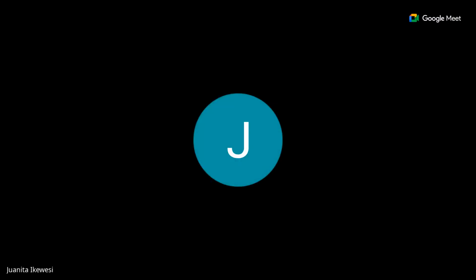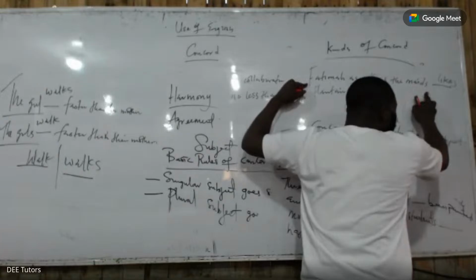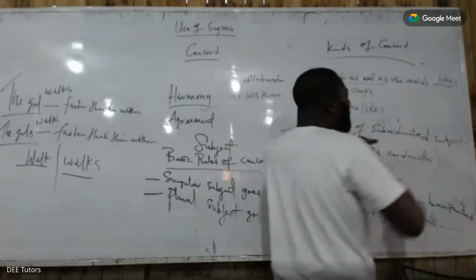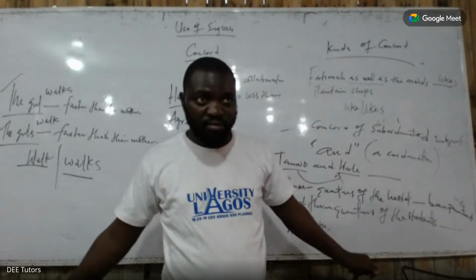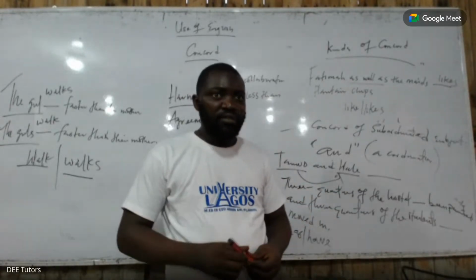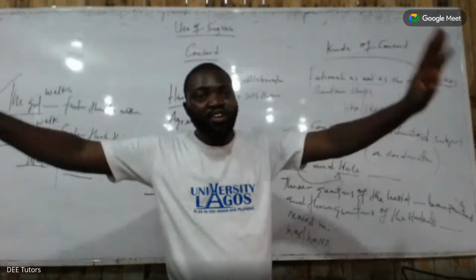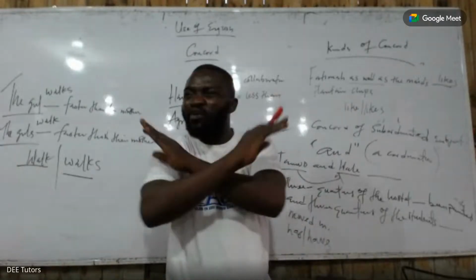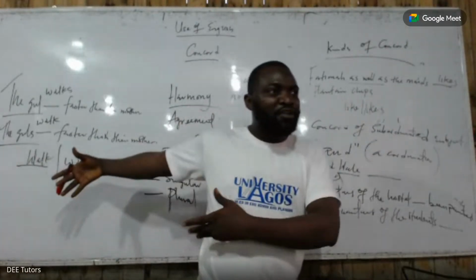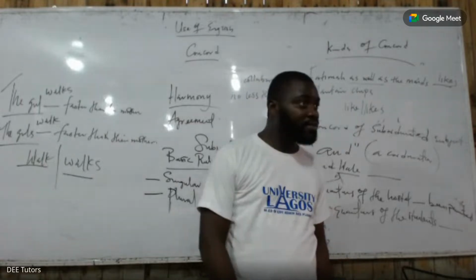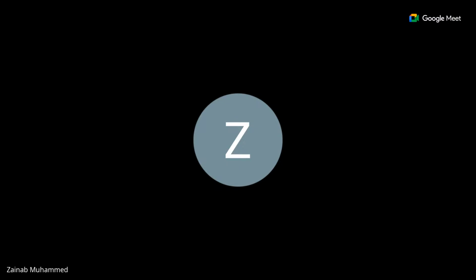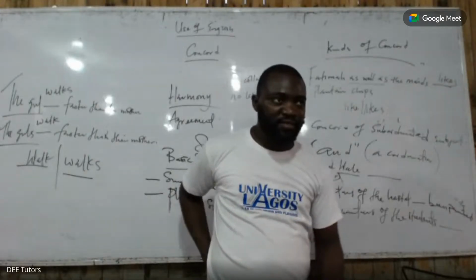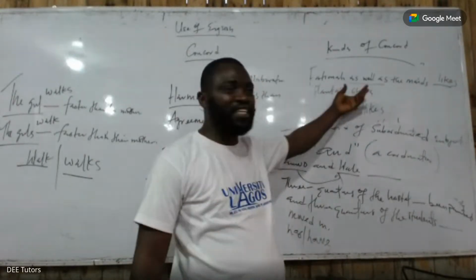Fatima as well as the mate likes plantain chips. Do you understand me? What a subordinating conjunction does is that whatever comes after it is being subordinated. The most important is the one that comes before: Fatima as well as the mates. Likes plantain chips.